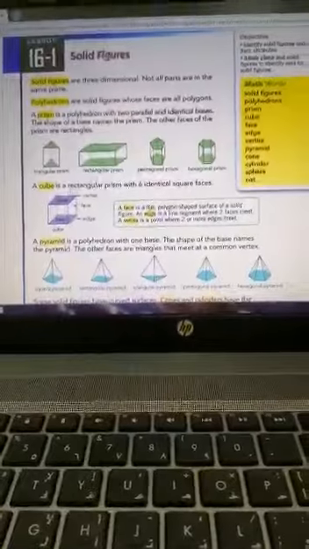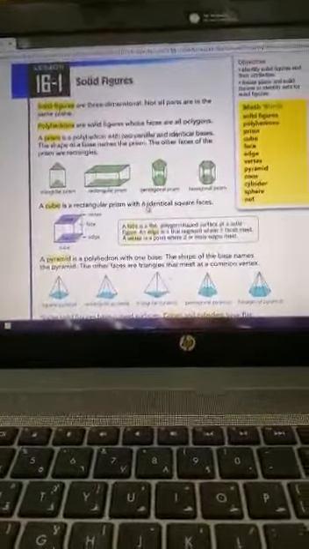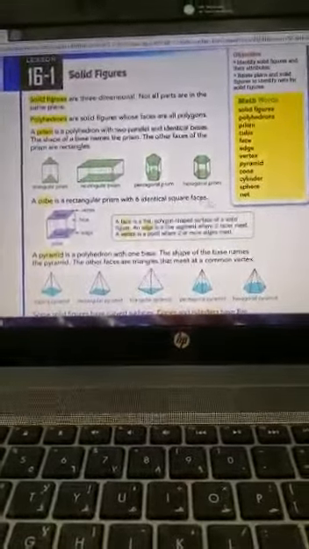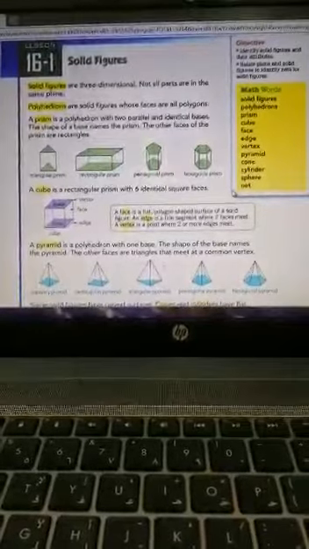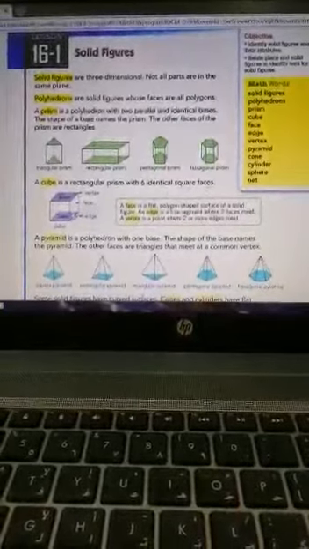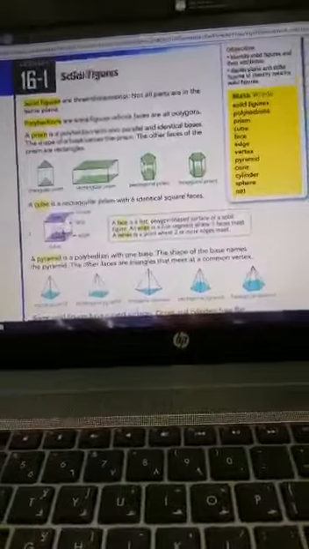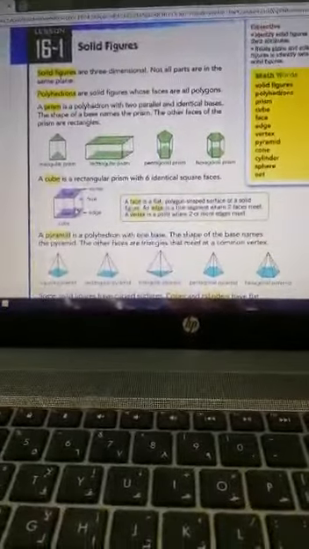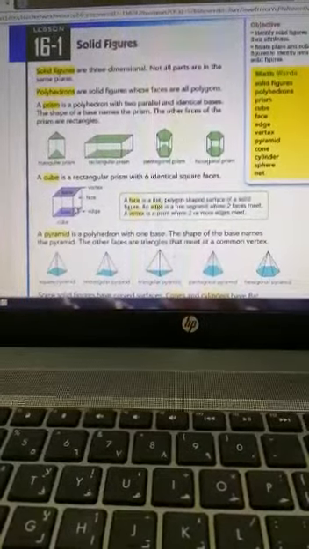Now the cube is a rectangular prism with 6 identical square faces, okay? Then if we have 6 square faces, we name each one a face, face, and face, and face, okay? We name it a cube, okay guys?